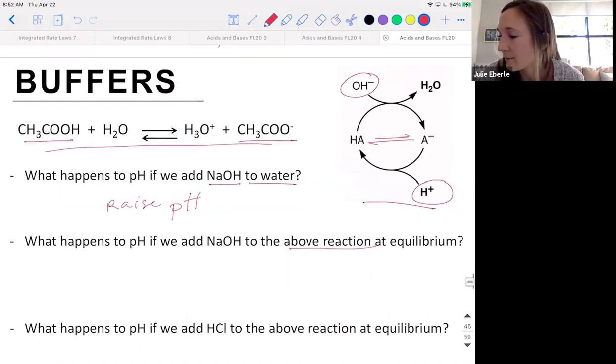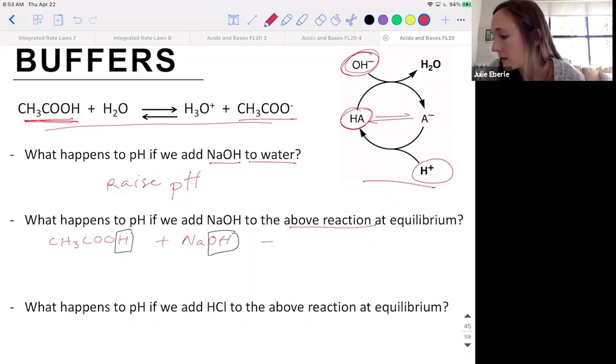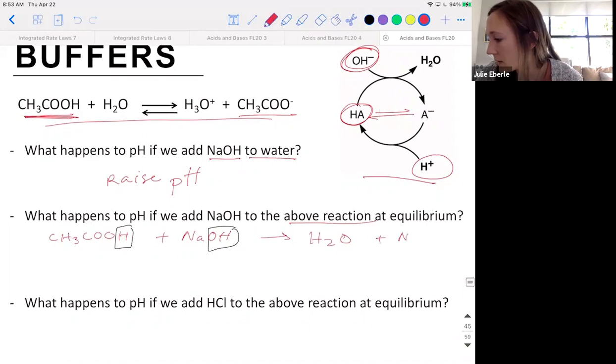We'll look at our diagram. The OH minus and the weak acid component, CH3COOH, will react. So we get this reaction right here, CH3COOH plus NaOH. These are the two that are going to find each other and react. This will donate, this will accept, and we're going to make water. And we'll get a salt, sodium acetate. But look, we've neutralized our base.